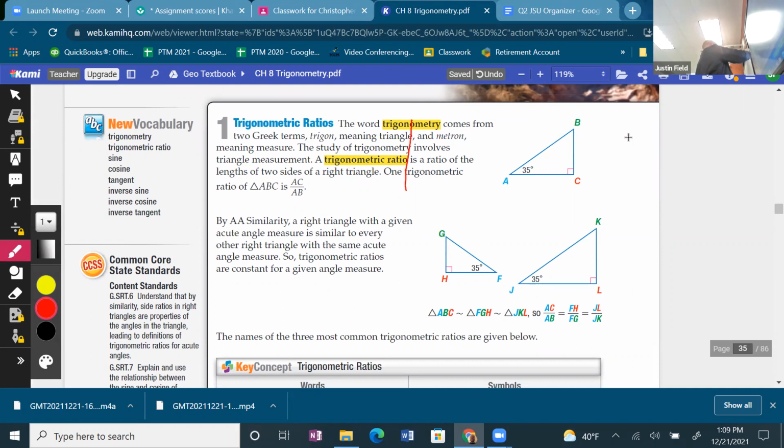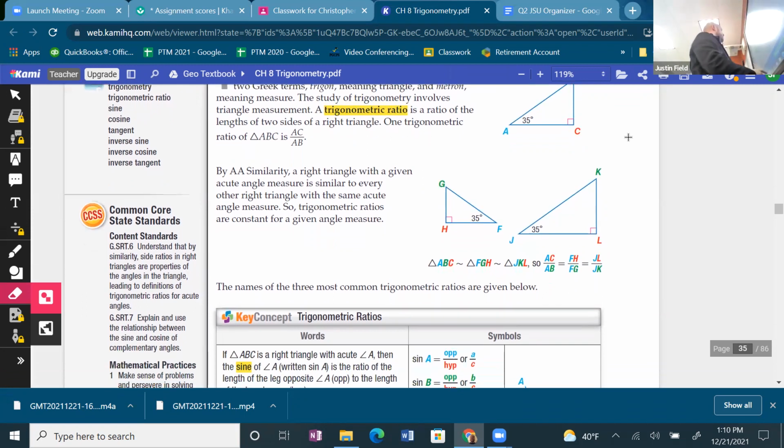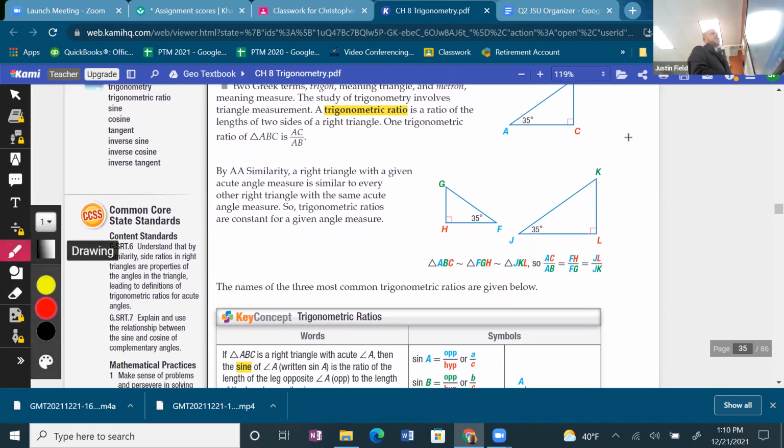Trigonometry comes from two Greek terms, trigon meaning triangle and metron meaning measure. So we're measuring triangles, right triangles at that. It comes from angle similarity, which we'll talk about later. But we don't need to know all of that to know how to use trigonometry.